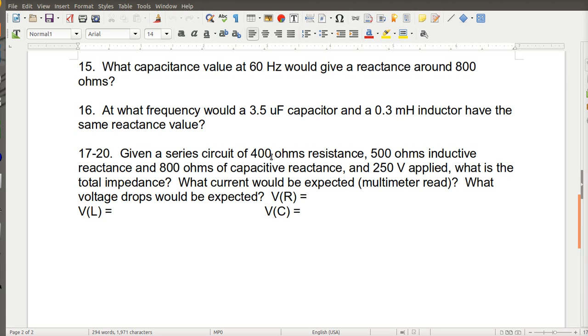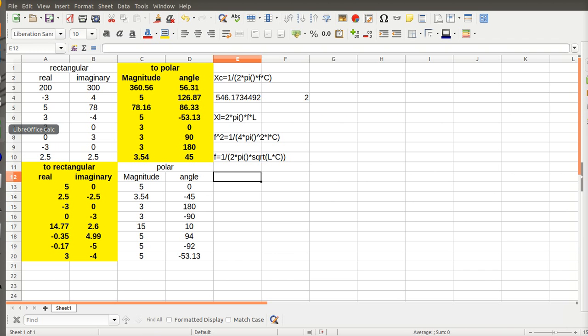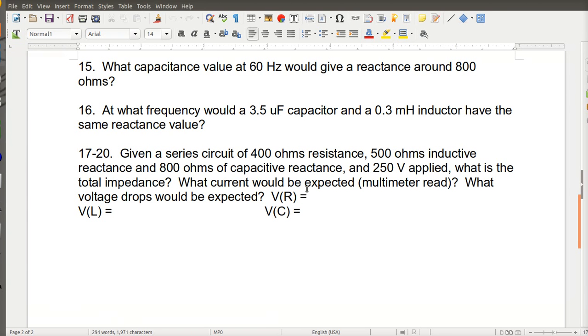So if I go over 400, up 500, down 800, I am effectively going over 400 and down 300. And in my last video, I actually put that in there. I'm going over 400 and I'm going minus 300. So my impedance is 400 minus 300i, or 500 at an angle of minus 37. So that's my impedance.